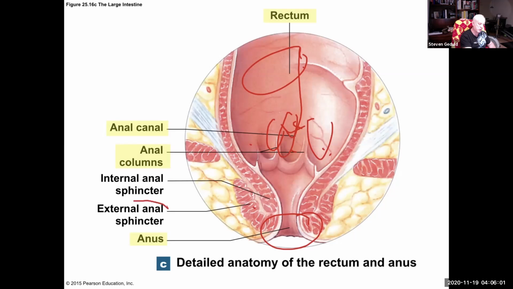This is your external anal sphincter, right in here, that controls the external environment. And this is your internal anal sphincter. The internal anal sphincter is an involuntary control. You cannot control the internal anal sphincter. It opens when it's ready. You can control the external anal sphincter.